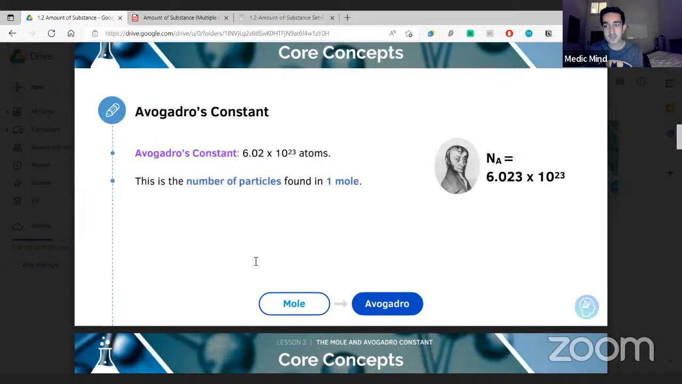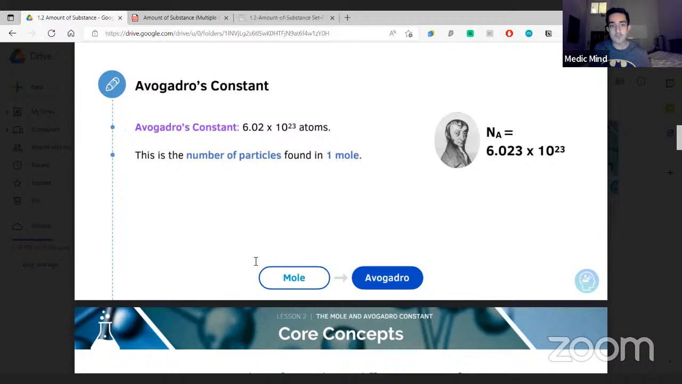The weight of those particles might be different, and that would depend on the density and the actual weight of the particle itself. And that depends on the number of protons, the number of neutrons, and the number of electrons that form that particle. But the number of particles within a mole always stays the same. It's always 6.02 times 10 to the 23 particles.